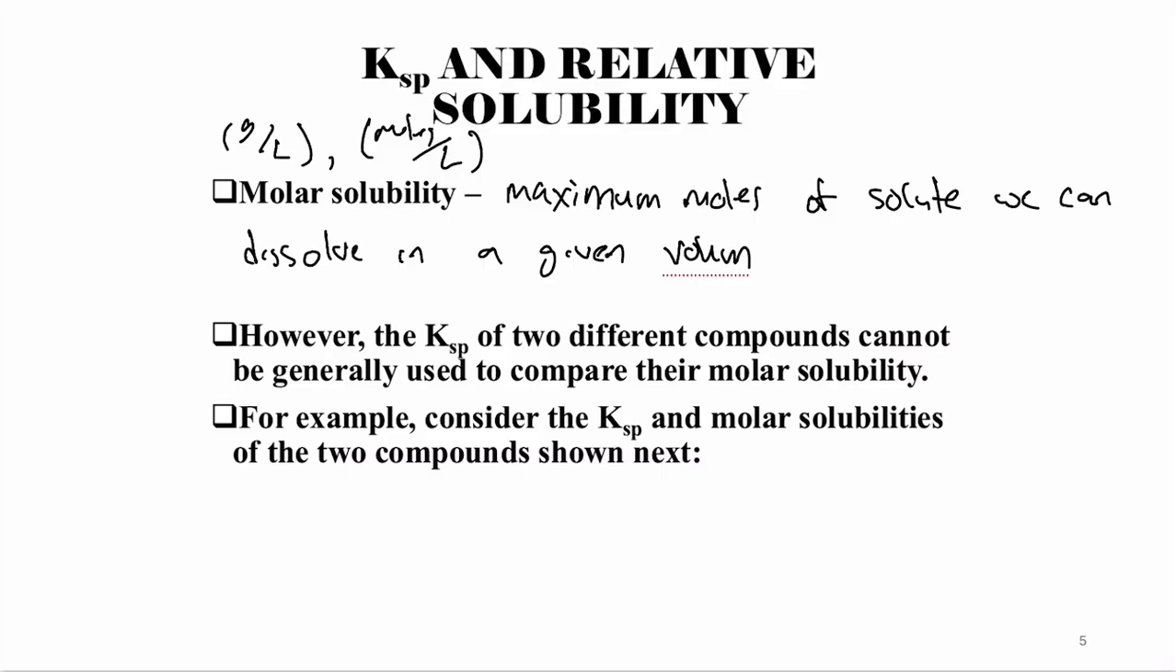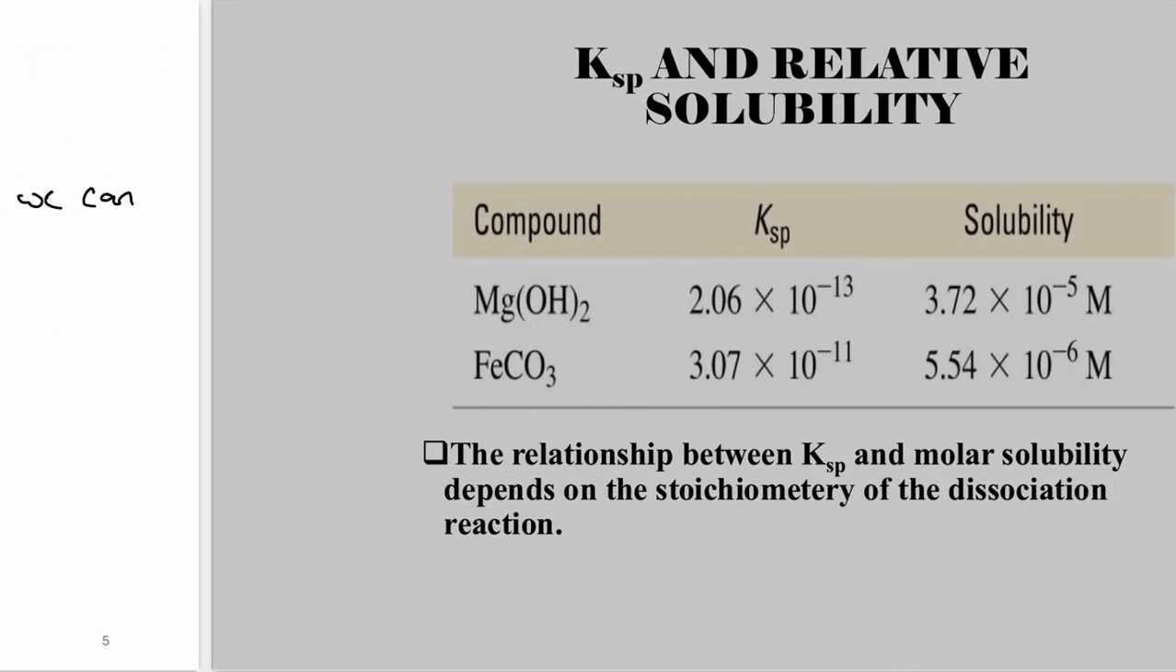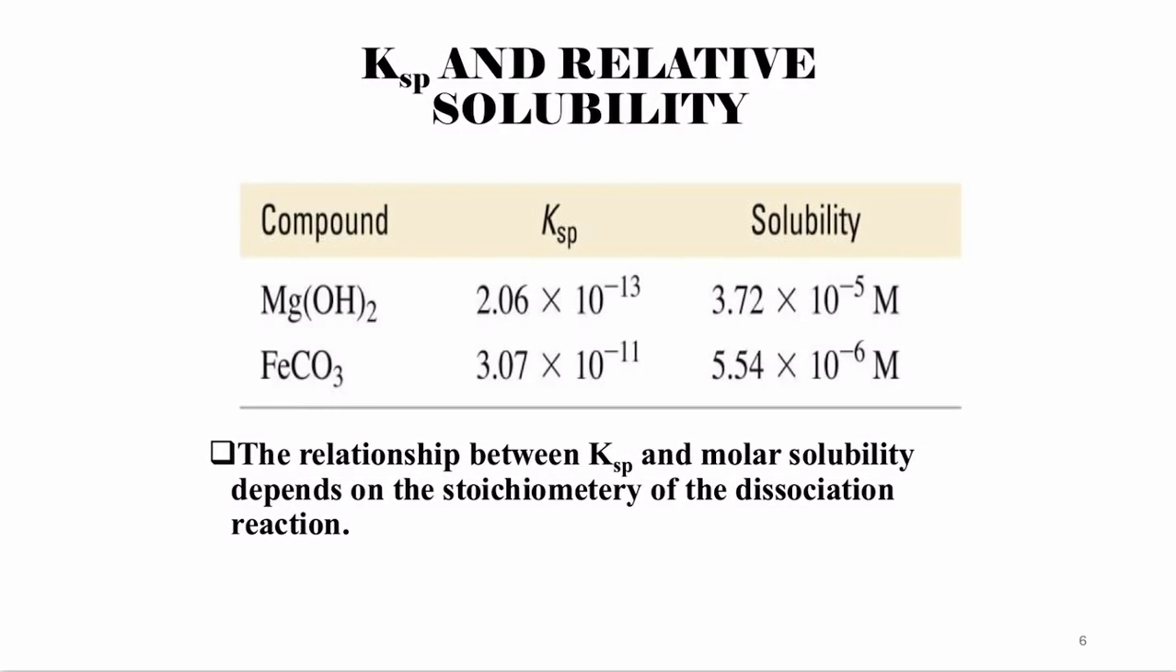Because they're not a one-to-one thing. It really depends on the stoichiometry of the reaction, right? So for example, if we have these two compounds, their KSP, something like 10 to the minus 13 and unitless, their molar solubility, in units of moles per liter or grams per liter, is going to give you a different value. So comparing them to each other is not exactly the same thing, right?